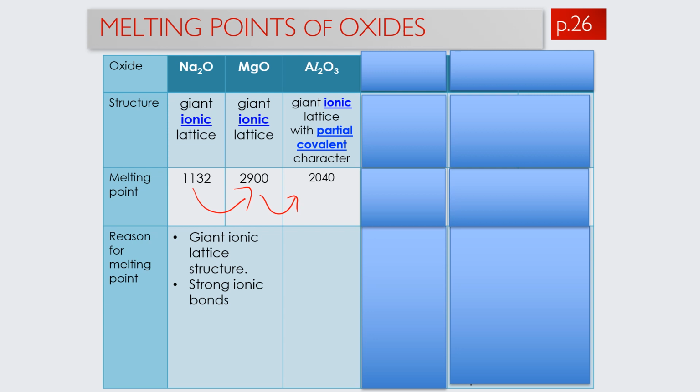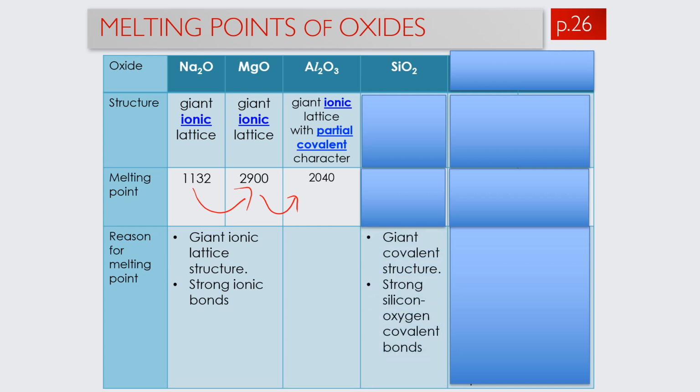Next, we will look at the covalent oxides. The covalent oxides are formed between nonmetals and oxygen. First, we look at silicon dioxide. Silicon dioxide has a giant covalent structure which is similar to that of diamond. It has a very high melting point because of the giant structure and the many strong covalent bonds between silicon and oxygen atoms.